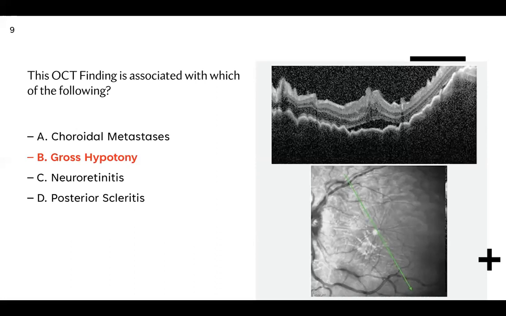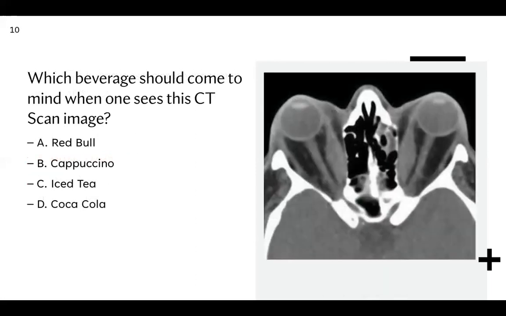Our next question, do we have the right question? Question number 10, that's right, is which beverage should come to mind when you see this CT scan image? Is it A, Red Bull? Is it B, cappuccino? Is it C, iced tea? Or is it D, Coca-Cola? The time is ticking. I know this is an out-of-the-box question, but it's something that most trainees and practicing ophthalmologists should know about. What beverage does it remind you of? Let's see if the majority of them get this googly.